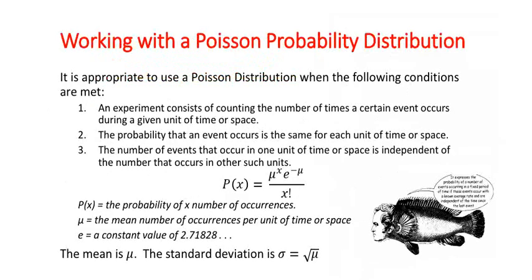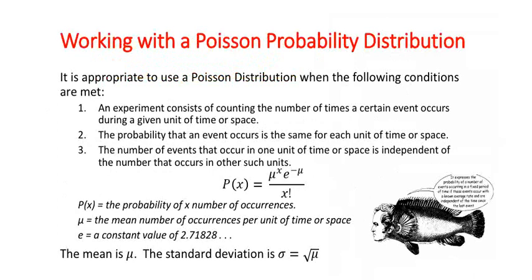It is appropriate to use a Poisson distribution when some of the following conditions are met. If an experiment consists of counting the number of times a certain event occurs within a given unit of time or space, the probability that that event occurs is the same for each unit of time or space. So it's just uniform over that entire time or space. And the number of events that occur in one unit of time or space is independent of the number that occurs in other such units.